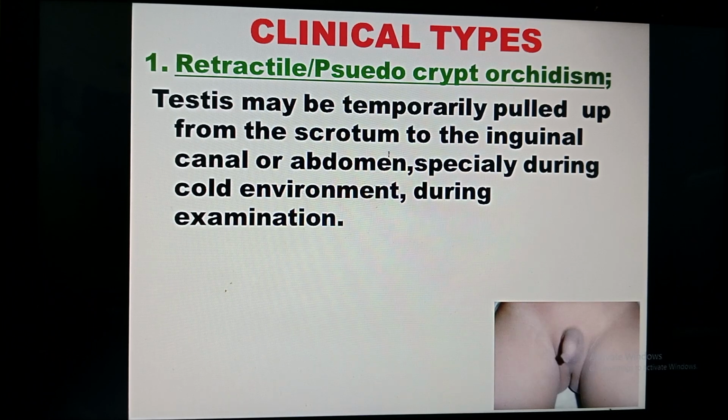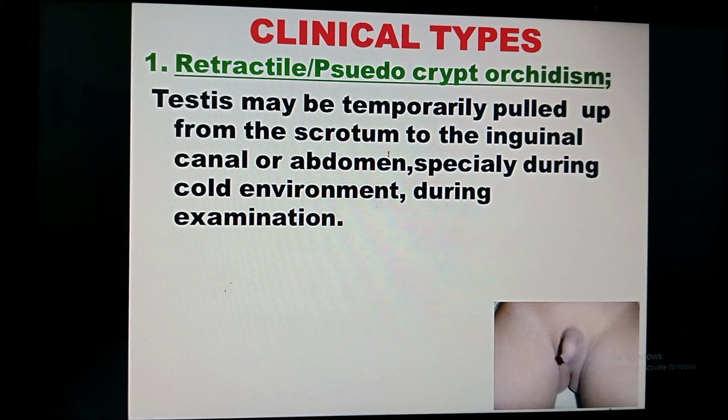There are mainly two types. One is pseudo-cryptorchidism and the other is true cryptorchidism. So what is pseudo-cryptorchidism, or retractile testis? Pseudo means a lie; it is not true. Here the testis is in the scrotum only, in the normal position, but due to various reasons it is temporarily pulled up.